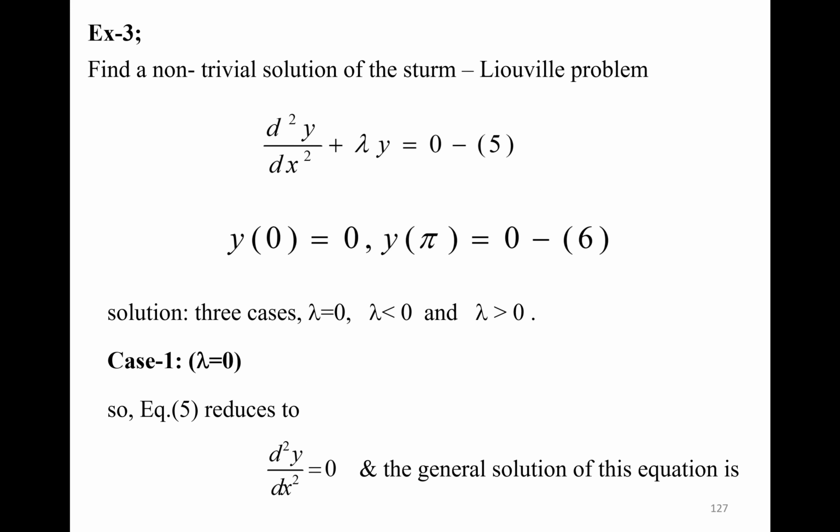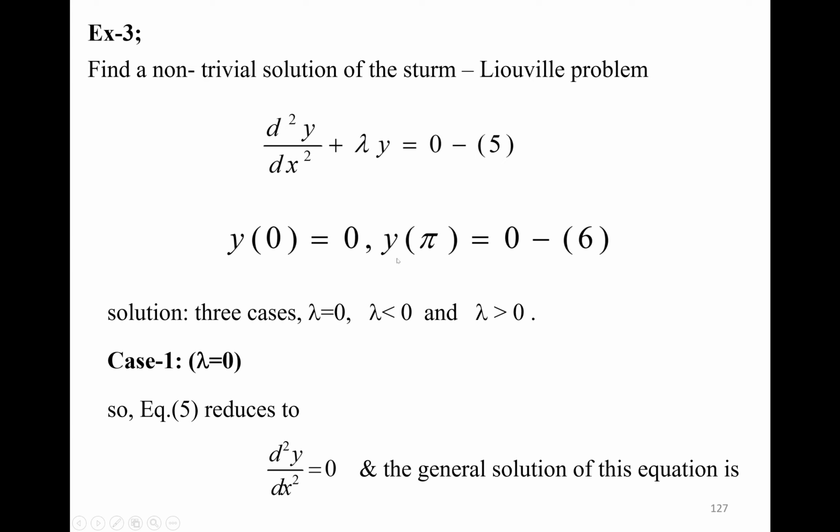Now we will solve example 3. You are going to find a non-trivial solution of the Sturm-Liouville problem. Our aim is to find the non-trivial solution. The meaning of trivial and non-trivial solution is very simple. In a differential equation, the solution is nothing but y. In equation 5, we are going to find only y. Suppose y is 0, this is called a trivial solution. If y is not equal to 0, then we say that it's a non-trivial solution. So for this problem, we are going to find a non-trivial solution.